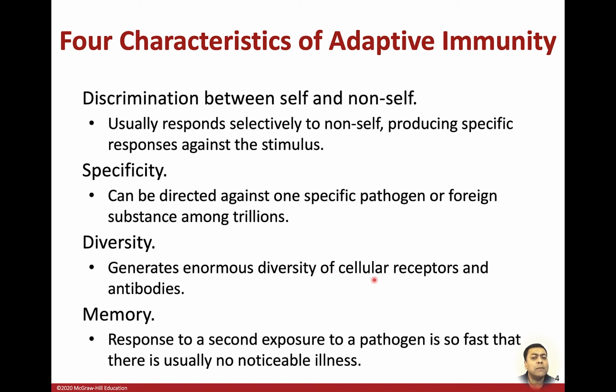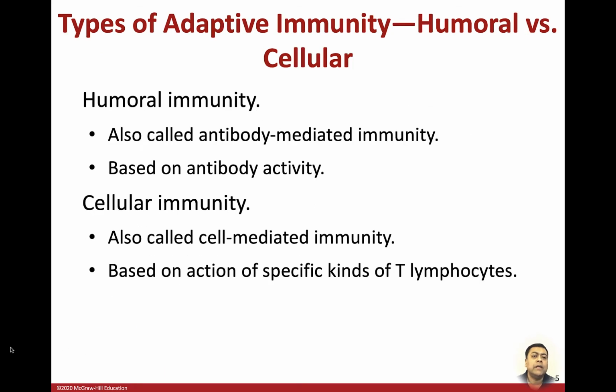And we are going to talk about how many different types of cellular receptors there are. We are going to talk about the T cell receptors, and we're going to talk about the B cell receptors. Then if you just think about the antibodies, there are many different types of antibodies, each with different functions, and they are very diverse as well. We are going to explain that in detail. Also, the response to a second exposure to a pathogen is fast, so that there is no noticeable illness, which we already talked about.